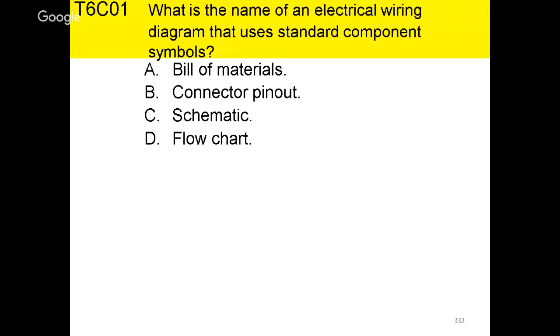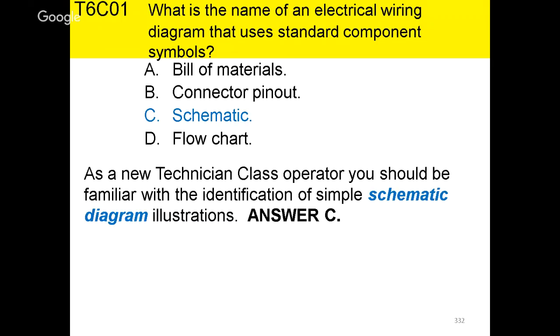A connector pinout is something that's totally different. A flow chart has to do with programming, basically. But your correct answer here is that the electrical wiring diagram is a schematic. So your answer is C. And it's a good idea to be familiar with some of the identifications of simple schematic diagram illustrations. And one of the things about a schematic is it does not actually show the component locations, say on a circuit board, but it does indicate the connectivity or how those particular components are connected together.